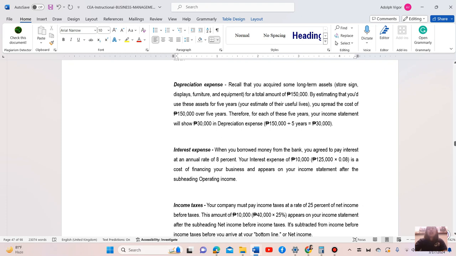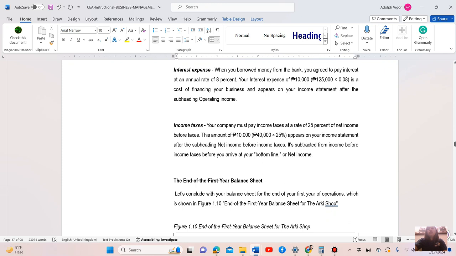So what is interest expense? When you borrowed money from bank, you agreed to pay interest at an annual rate of 8%. Your interest expense is 10,000, which is derived from 125,000 times 8% times 0.08. So is a cost of financing your business and appears on your income statement after subheading operational income.